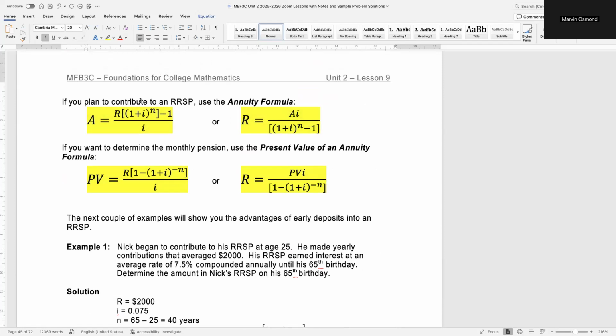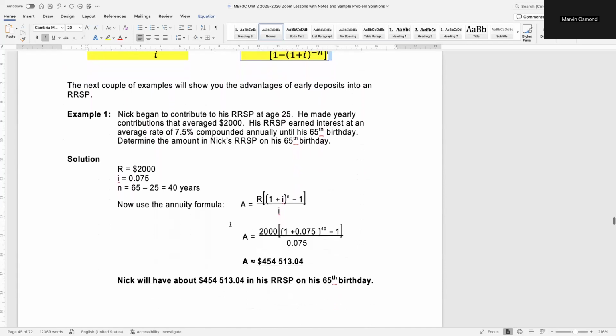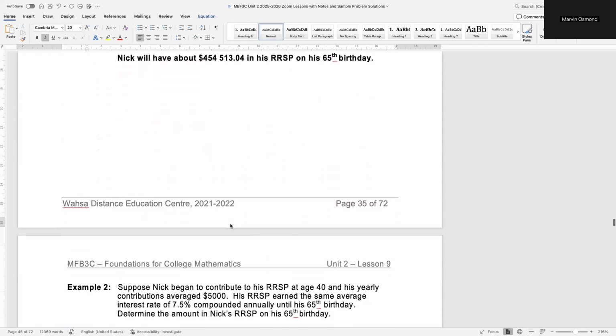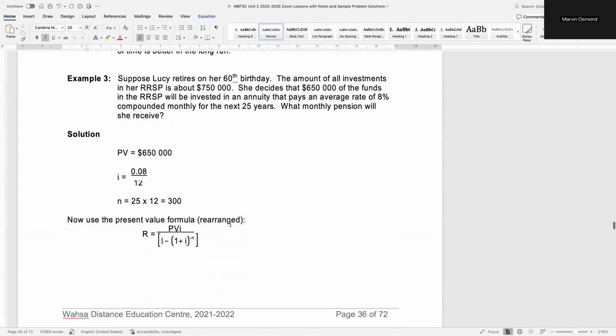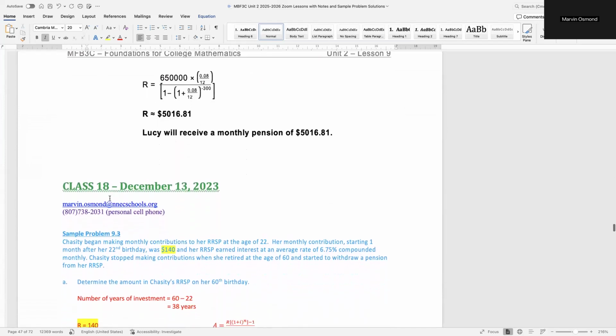So if you plan to contribute to an RRSP, we're going to use these formulas right here. If we want the present value of annuity and how much we need to put in now to have a certain amount of money in the future, we're going to be looking at these formulas down here. Okay, so there's a couple of examples done in the material that you would have received. I'm going to leave those to you, and then I'm going to work out some other examples so you have some extra work to look at.